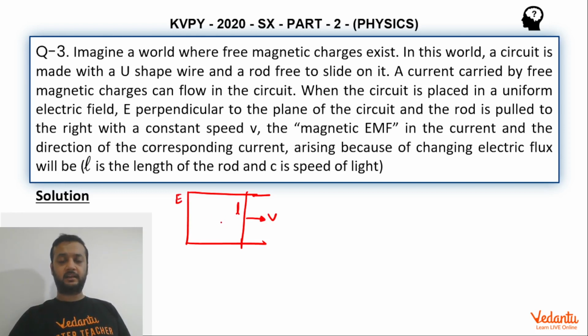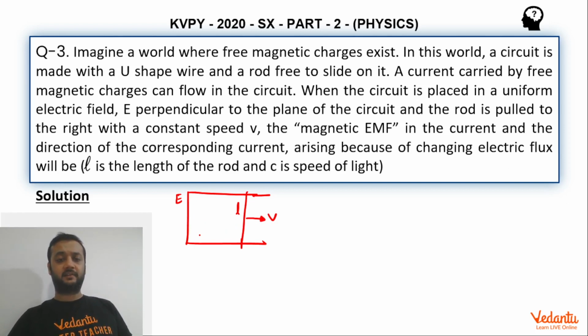It's not given whether the electric field is going inside the screen or coming outside the screen. But it's present in the whole screen, perpendicular to the plane of the screen. So you would have seen such situations in motional EMF where a magnetic field is actually present, and when we pull this rod, then an EMF is induced, and there are certain things that can be asked, like what is the value of current, how much power is developed, so different things can be asked, right?